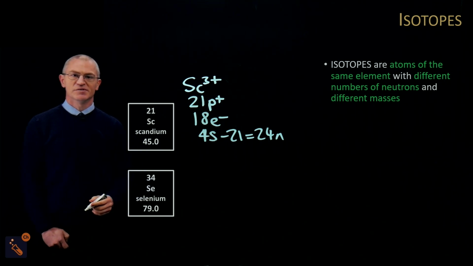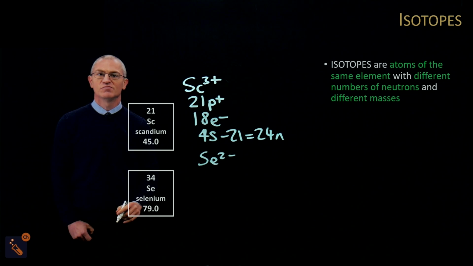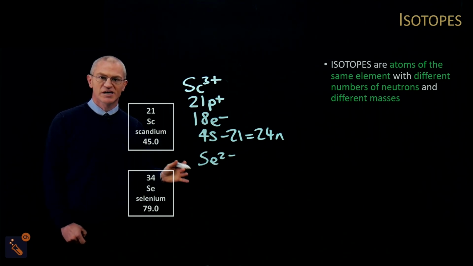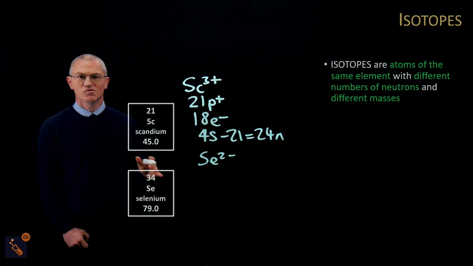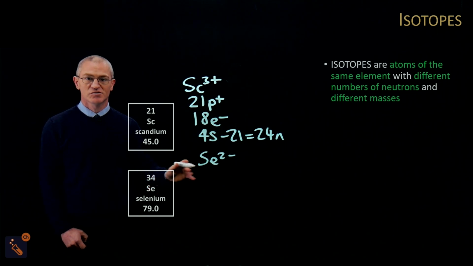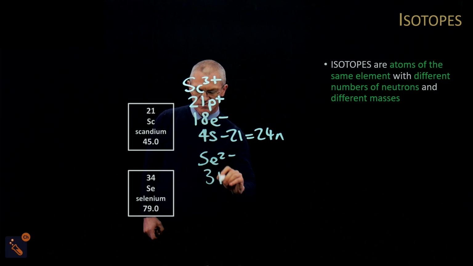So this time selenium. Now selenium has an Se2- ion. So we've got an Se2- ion. The Se2- ion, we're doing the opposite direction, gaining electrons this time. So we're going to look at it and go, what's happening in this isotope? What's happening in this isotope is the protons must be 34. So we have 34 p plus.